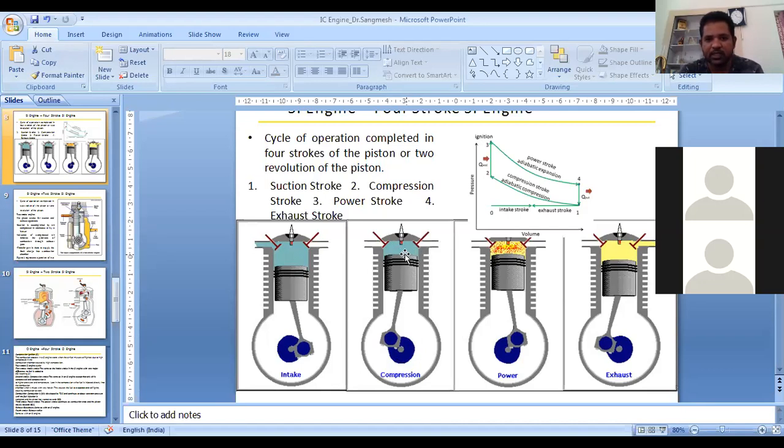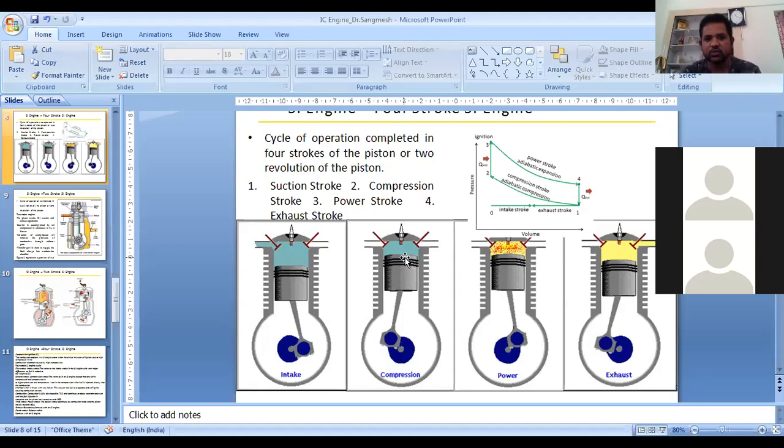At the end of the compression stroke, when the piston reaches TDC, we know that in compression both inlet and exhaust valves are closed. Due to this compression, the air reaches a very high temperature and pressure. When it reaches the self-ignition temperature, I am using the word self-ignition. Earlier there was no self-ignition temperature.